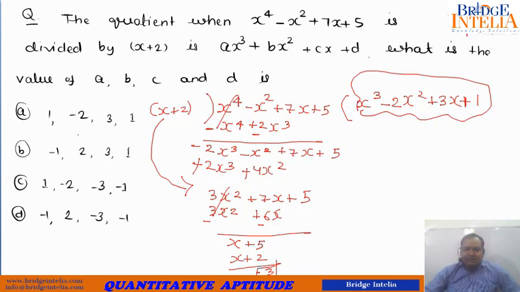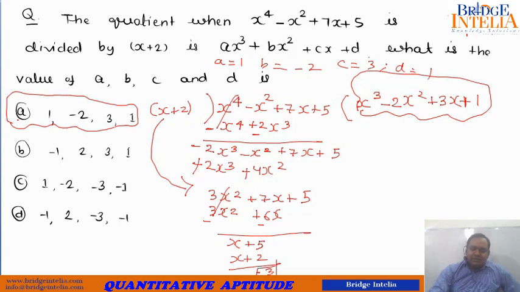So if you compare it with the given expression, a must be equal to 1, b must be equal to minus 2, c must be equal to 3 and d must be equal to 1. So 1, minus 2, 3 and 1. So this option is the correct option. Now let's move further.